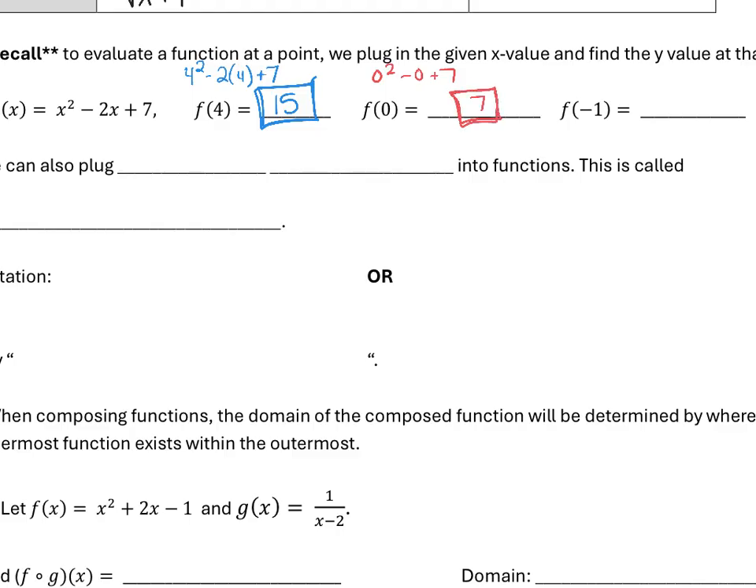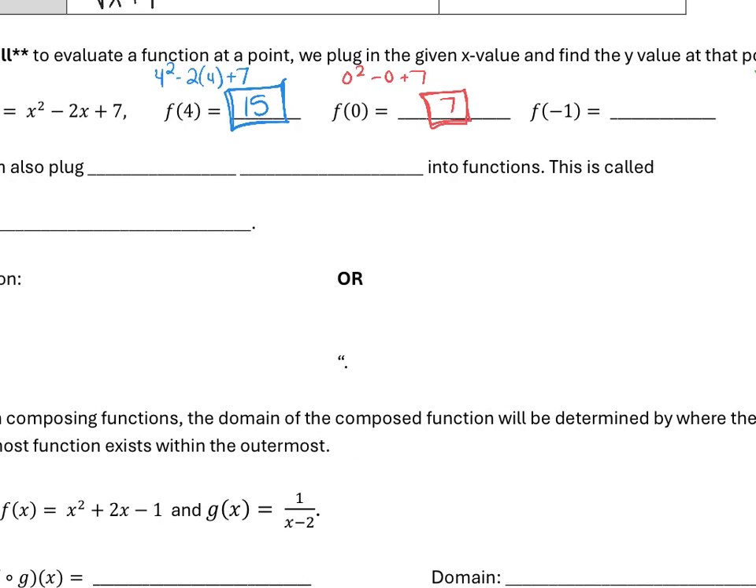Be super careful with your negatives always. -1 squared minus 2 times -1 plus 7. So we get 1 plus 2 plus 7, which is 10. Okay, so we're pretty good at that, plugging in just a point to get an output. So putting an input, getting an output.